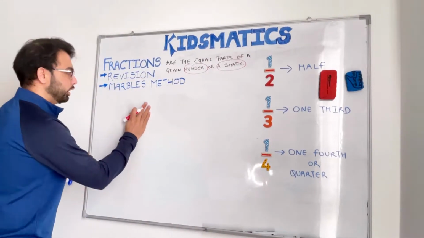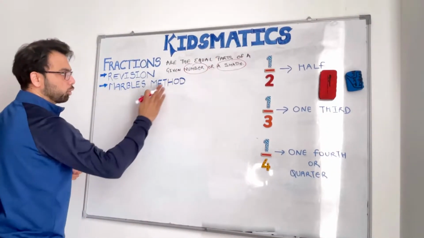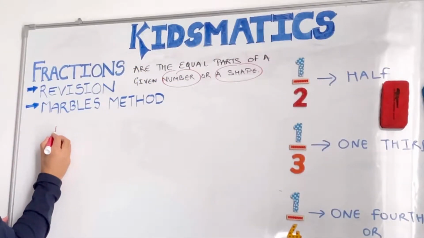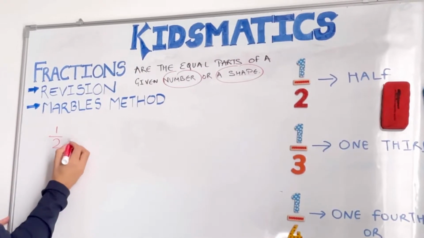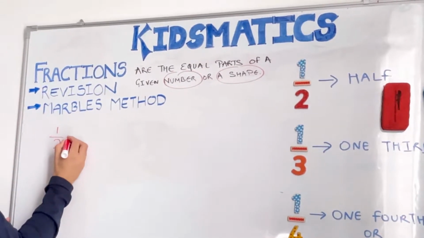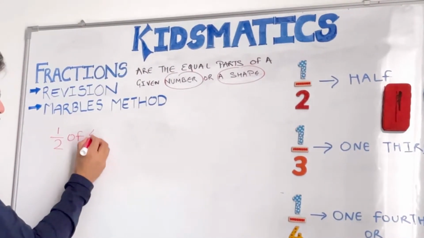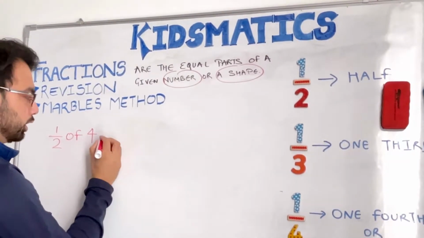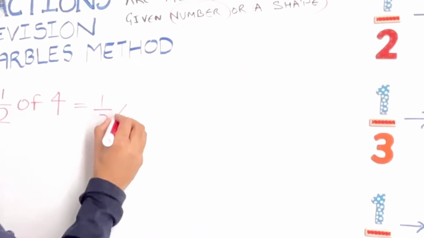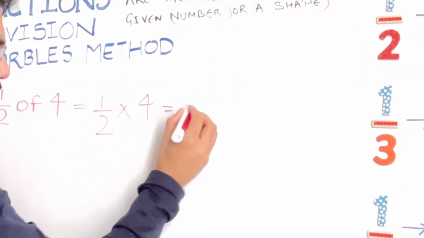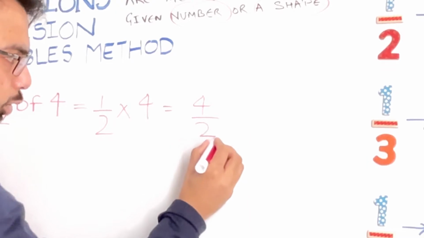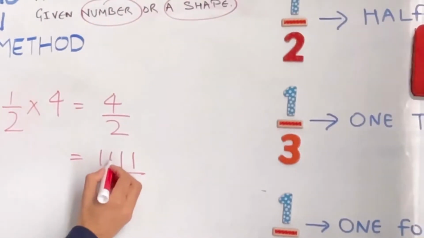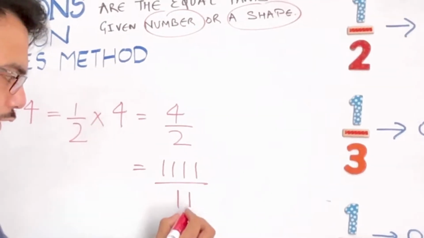Okay. So what did we learn? As I said, fractions are the equal parts of a given number or a shape. For example, if we need to find out 1 by 2 of, say, 4, what did we do for this one? We knew it should be 1 by 2, 4, which should be 4 by 2, and then after that we have to mark the lines for the numerator, which is 4, and then the denominator.